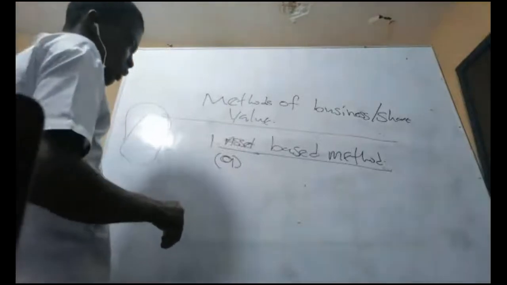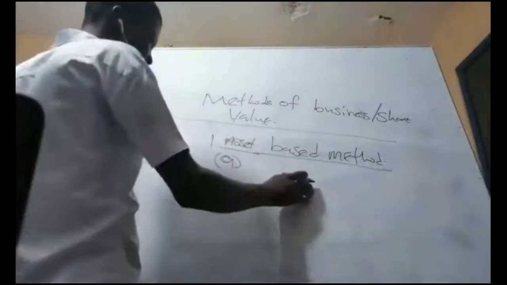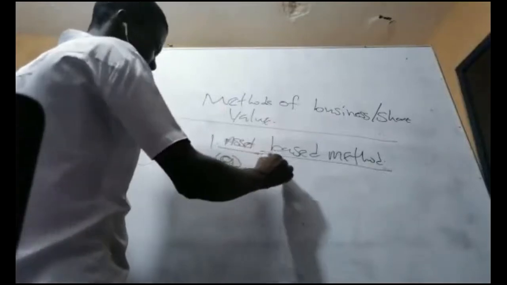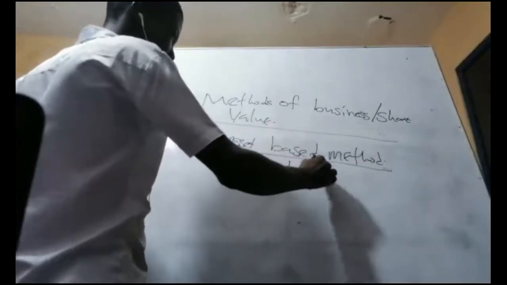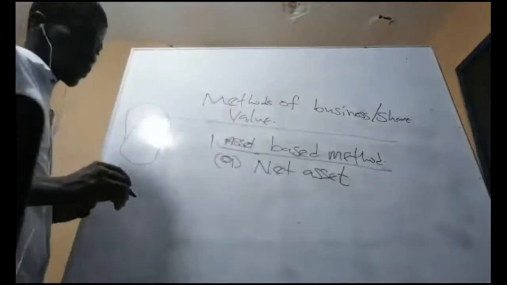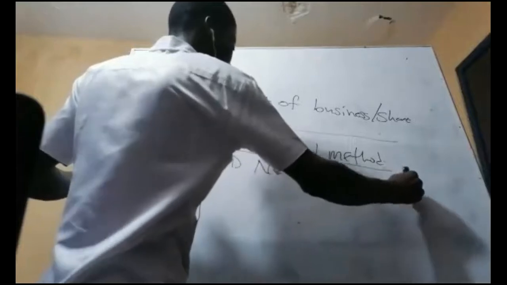Sub one: we have the net asset method. Net asset, the very popular one. That's why I'm starting with that one. It's very interesting and straightforward. Net asset method.